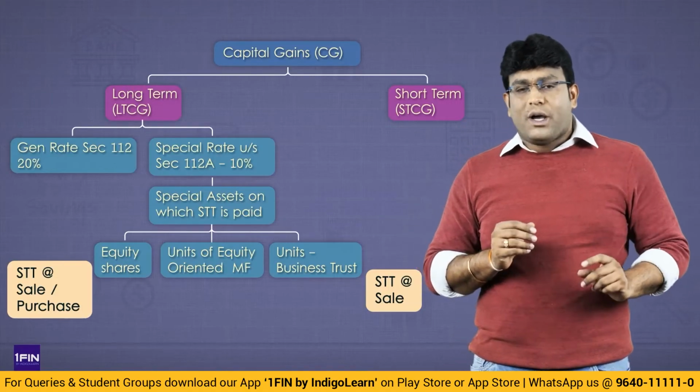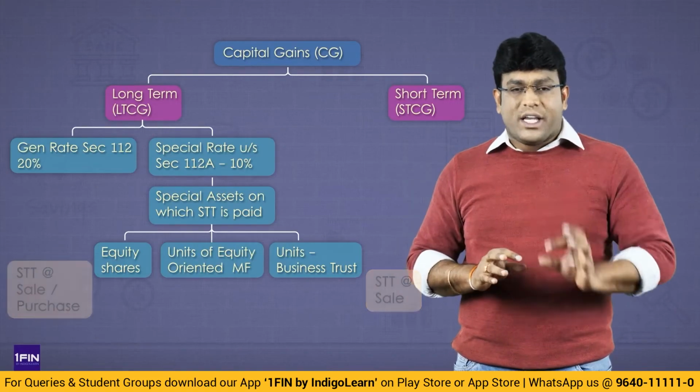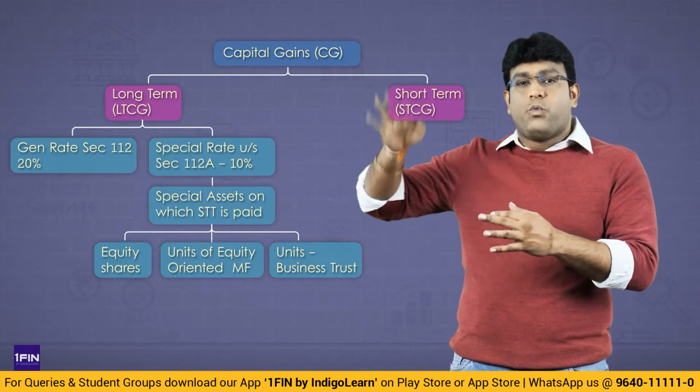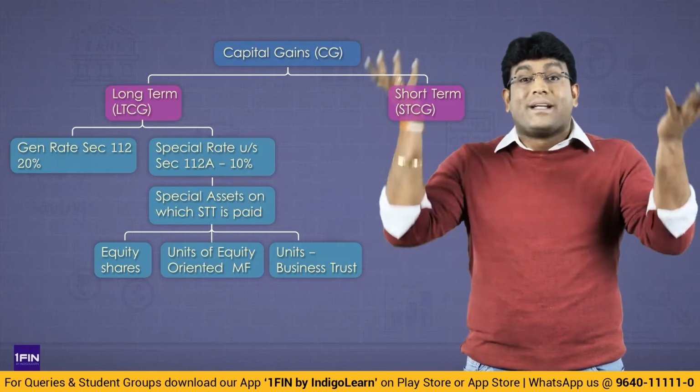You might ask one question now: sir, what if equity shares are sold outside the stock exchange? Will this section apply? The answer is no. Then you will go back to which section? We'll go back to section 112, the general rate for long-term capital gain, where the tax rate is 20%.